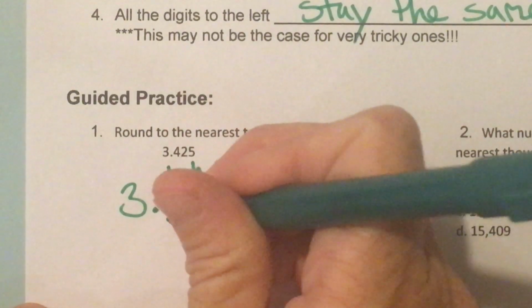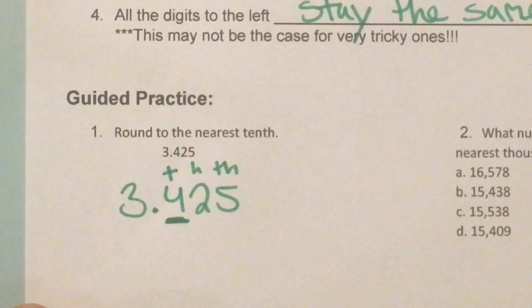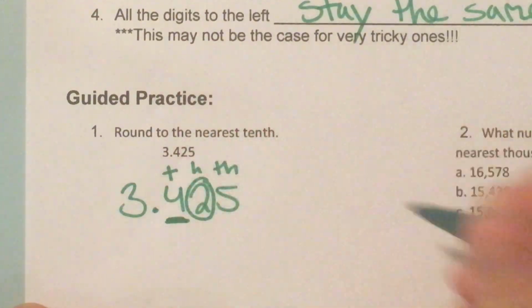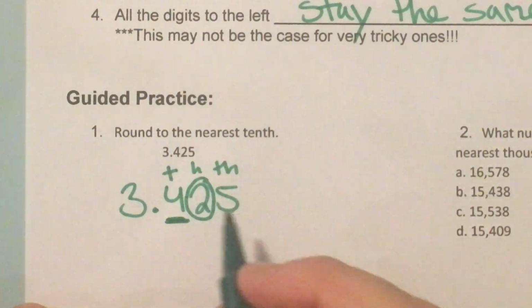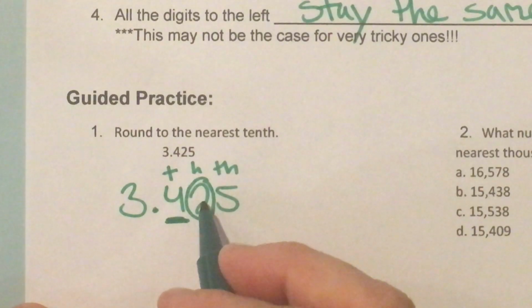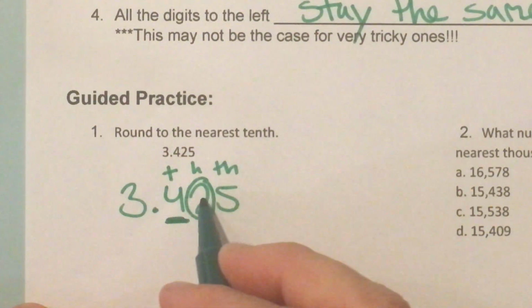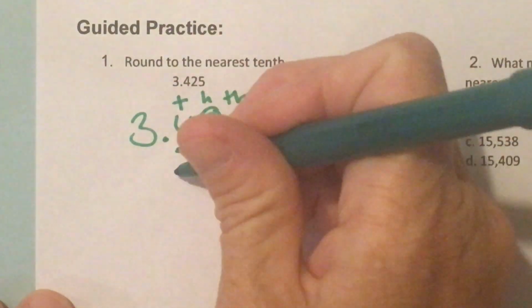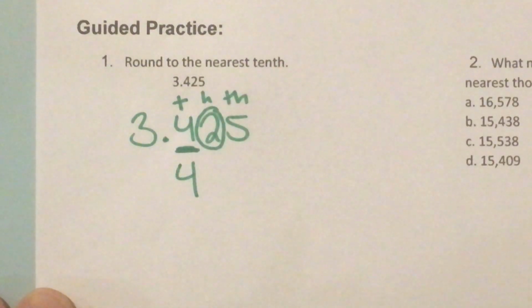So step 1 is we're going to underline the digit we're rounding to. Step 2 is we're going to circle the bossy neighbor on the right. And the bossy neighbor says, I'm a 2, so stay the same. So remember, I just refer back to this. He says, I'm a 2, so stay the same, which means my 4 stays a 4.